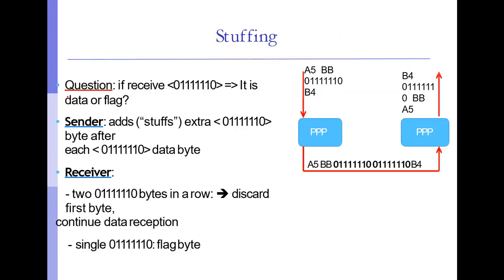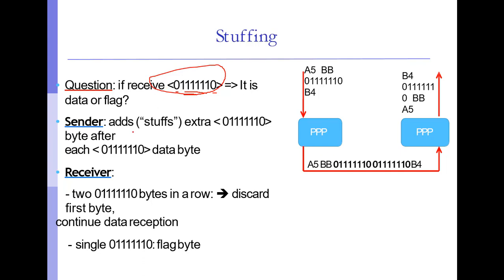Now the next very cool phenomenon is known as stuffing. Now what is stuffing? I will tell you and you will get a clear idea. For example, if you receive 0, six ones and 0, it is a data or a flag. So by judging a simple byte of data, you can address whether it is a flag or it is data.